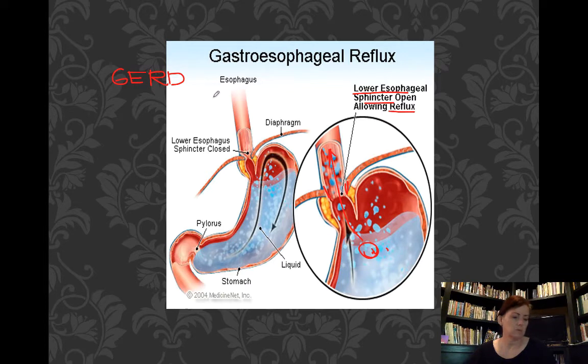This is a pretty common thing that patients will relate to you. And like we're going to talk about, the contents of your stomach are pretty acidic. They've got a pH of about 2, and so if they do travel back up into the esophagus, it can burn and irritate the lining of your esophagus, which is not a good thing.